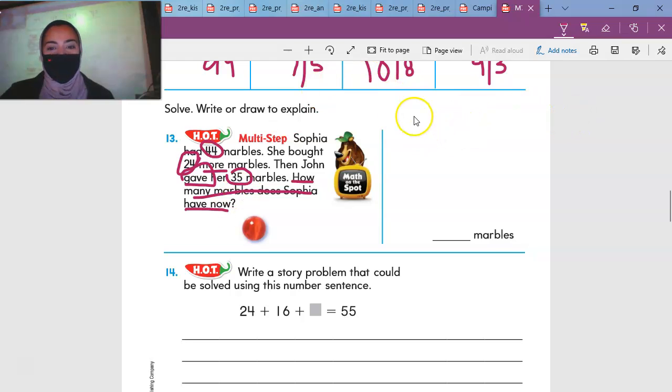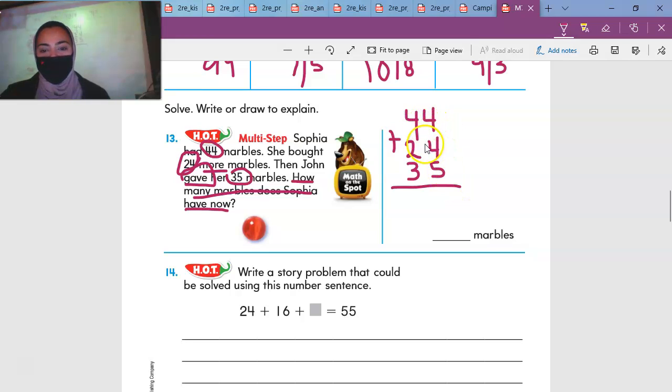So Sophia had 44. She bought 24 more, so plus 24. Then John gave her 35 more marbles, plus 35. How many marbles does Sophia have now? You could just add these two first and then add the sum of these two plus 35. Or you could just add all 3 of them together like we have been doing.